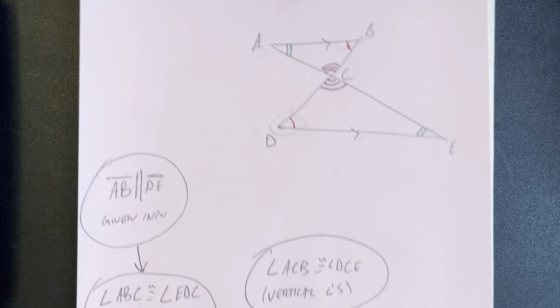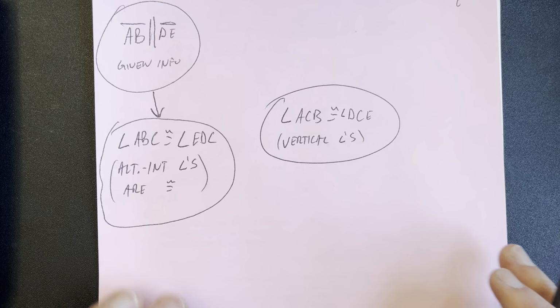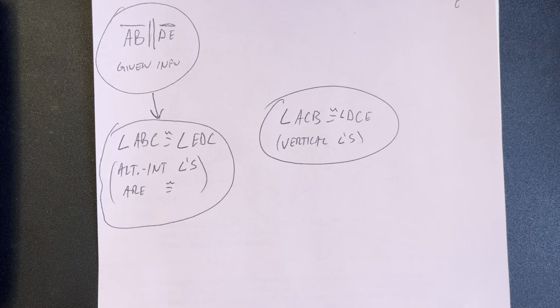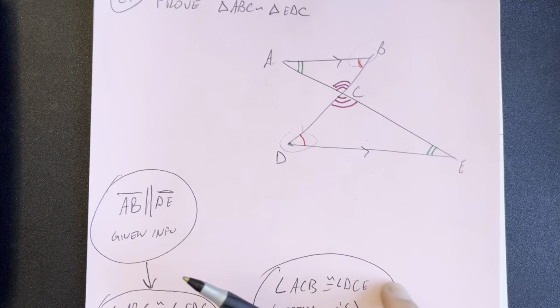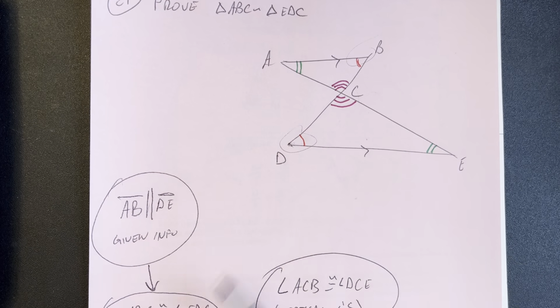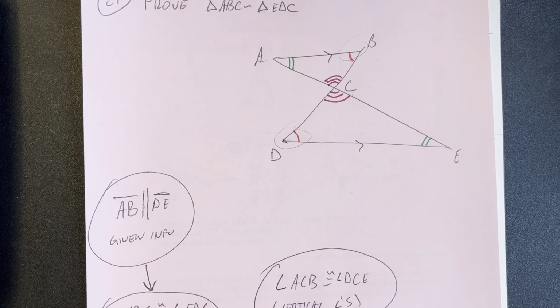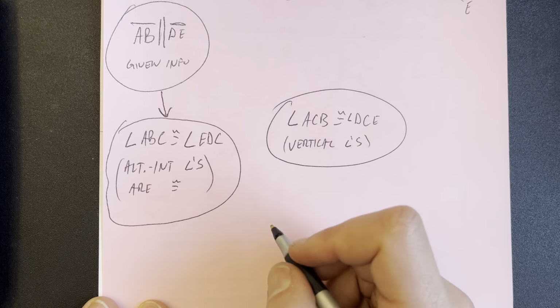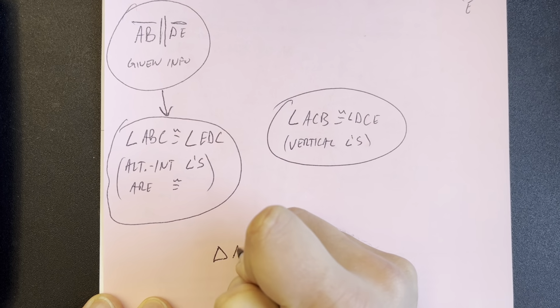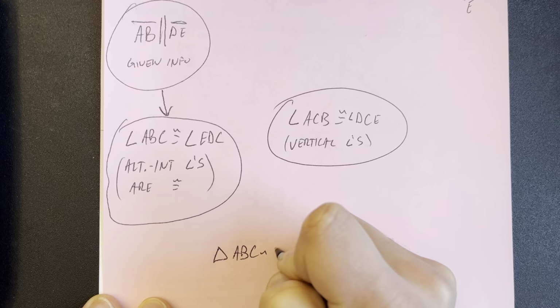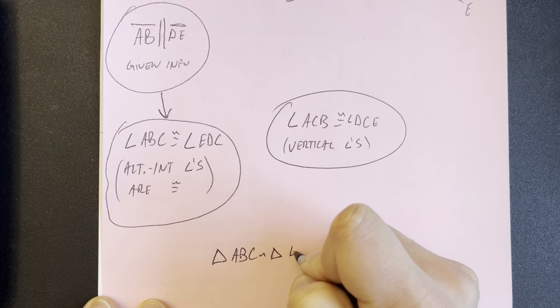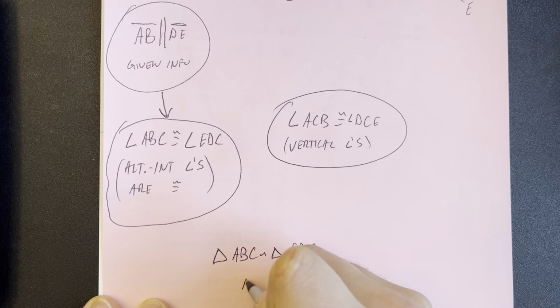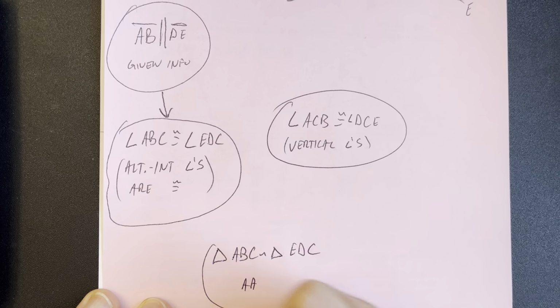Okay, our last piece of this plan is we need to put all the pieces together. We're showing that these two triangles are similar by angle angle. We've demonstrated that these two pairs of corresponding angles are congruent. So we're just going to jump to our conclusion. Our conclusion is that triangle ABC is similar to triangle EDC, and we know that because of AA.